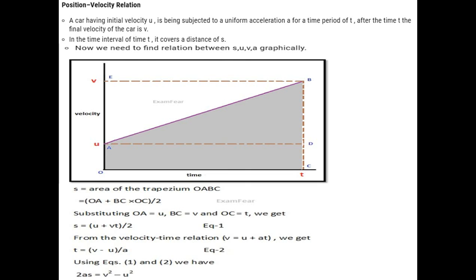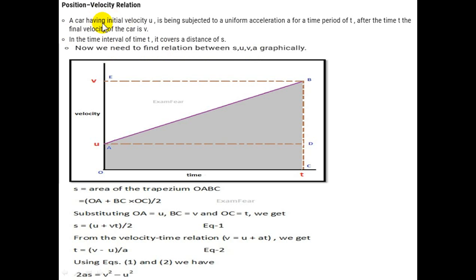Now the third equation is the position-velocity relation. In the same way, the car moves with velocity u and reaches velocity v, that is BC, after the time t. Between whom are we establishing a relation here? S, that is displacement, initial velocity, final velocity, and acceleration. We are not taking time here.